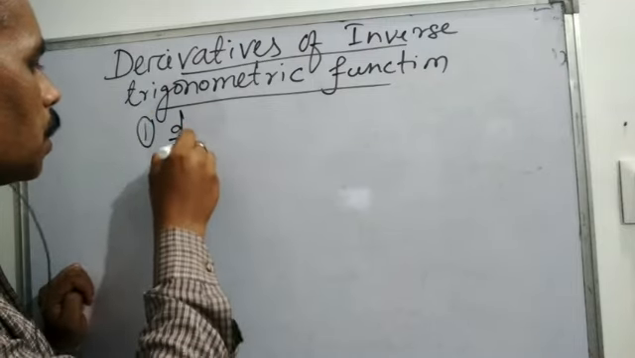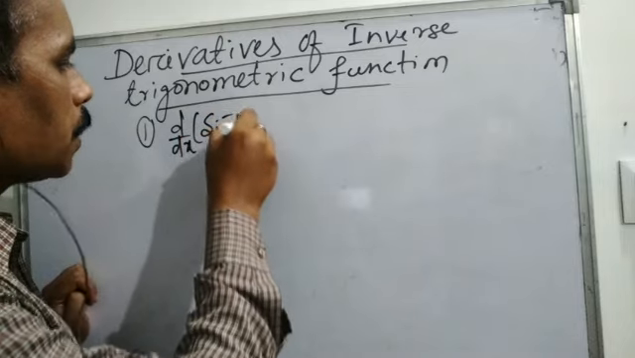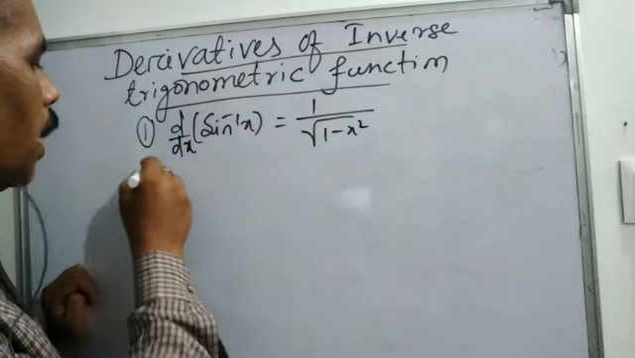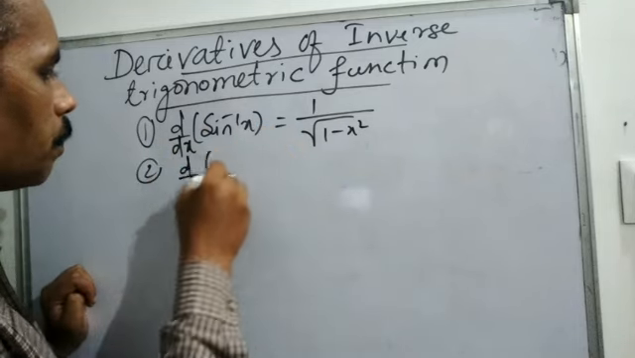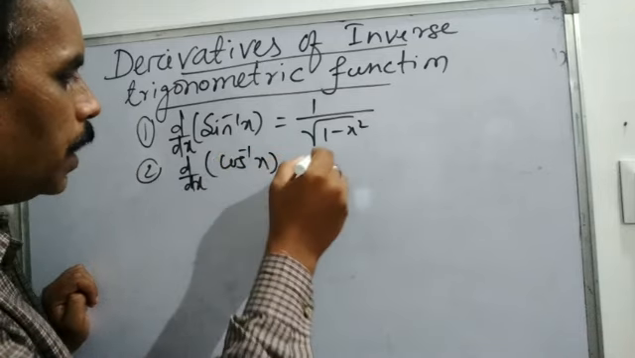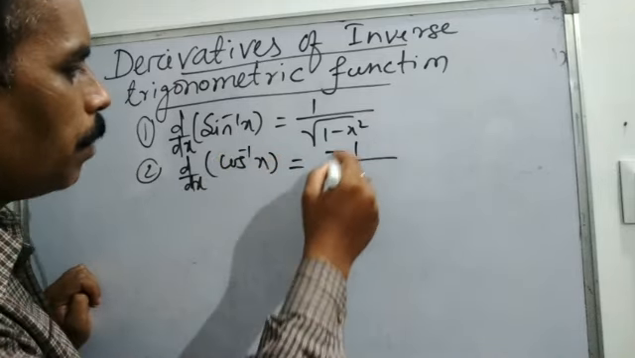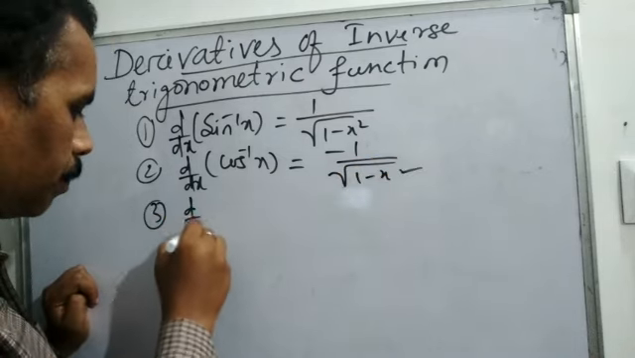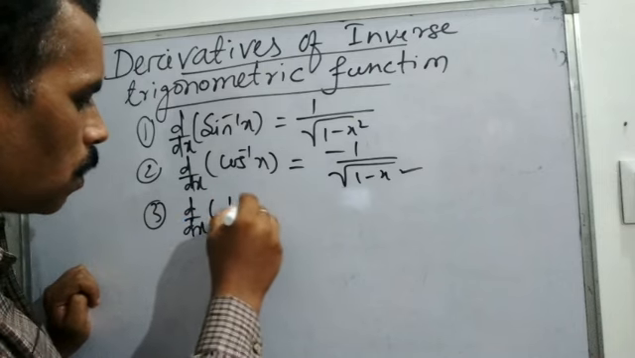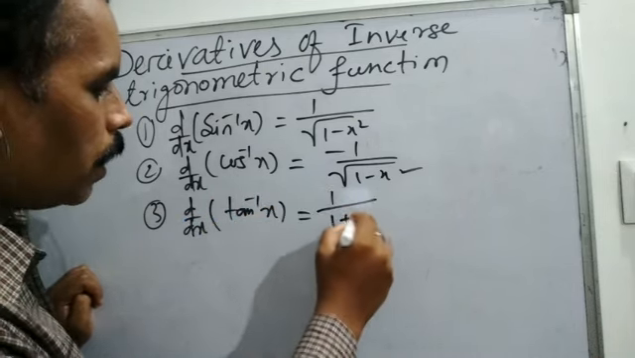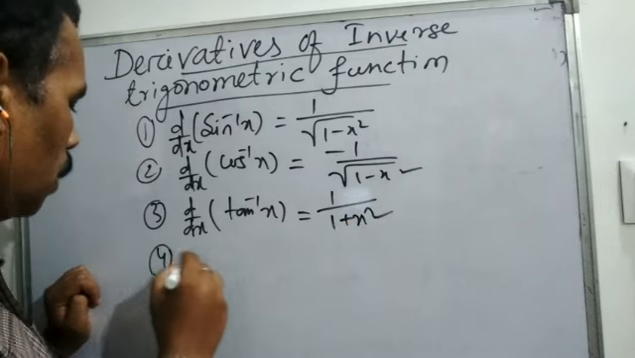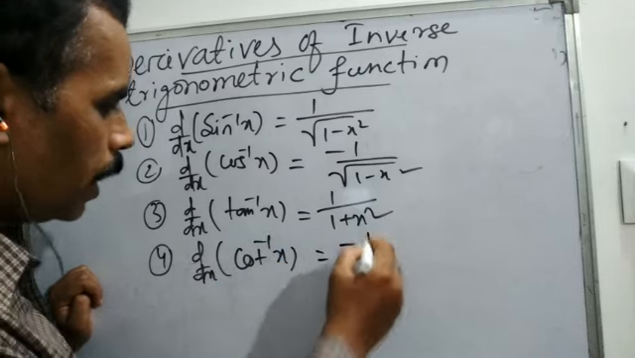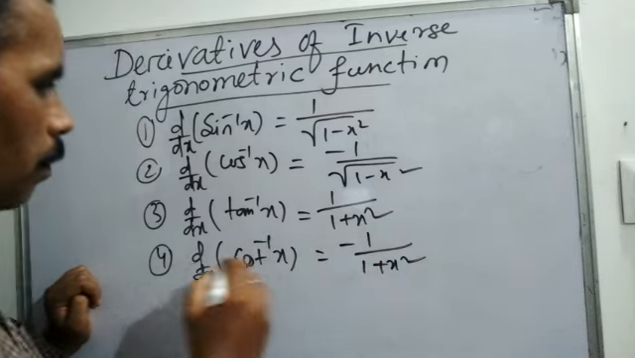The derivative of sin inverse x is 1 by root over 1 minus x square. Again, the derivative of cos inverse x is very easy to remember. The only difference is the minus: minus 1 by root over 1 minus x square. Again, tan inverse x: it will be 1 by 1 plus x square. Similarly, to recall cot inverse x, only the minus differs, that is minus 1 by 1 plus x square.